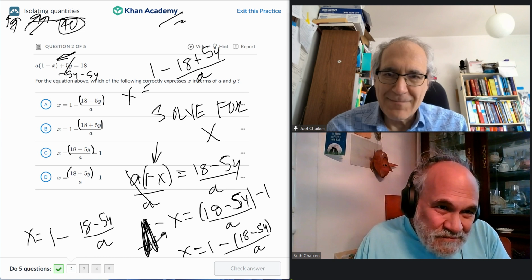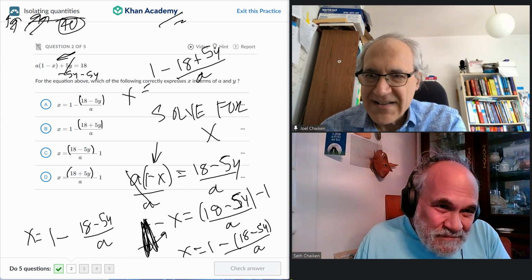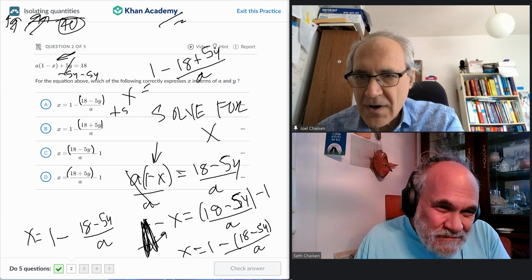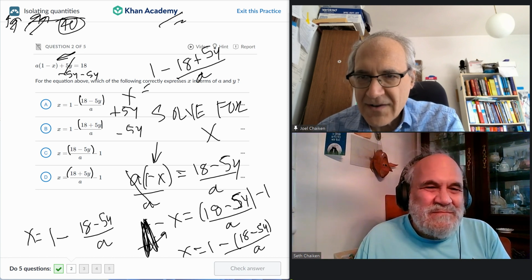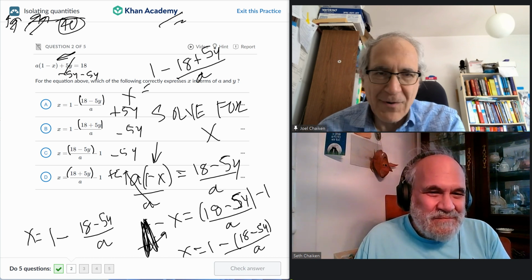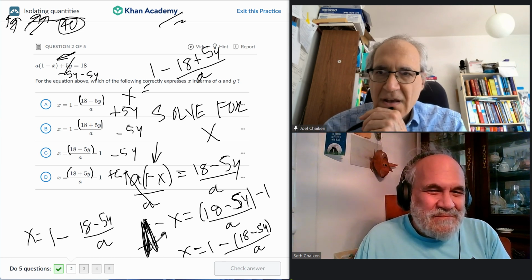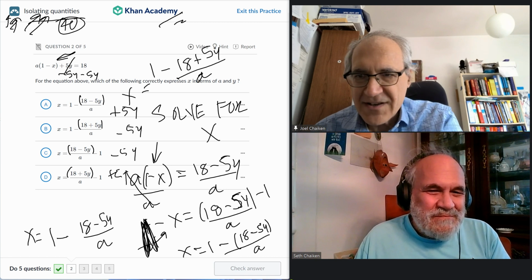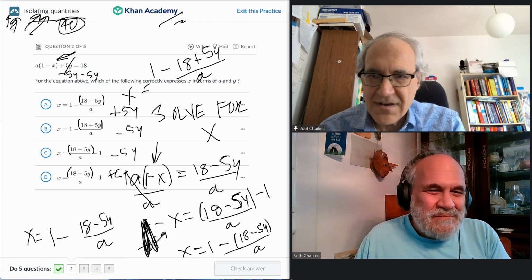You could at some point do some analysis. Let's see what's unique. This is a plus 5y. This is a minus 5y. This is a minus 5y. And this is a plus 5y. So you can't just say, well, what's the sign of the 5y? There's plus minus 1s here, plus minus 1s here. I don't know. What do you think?